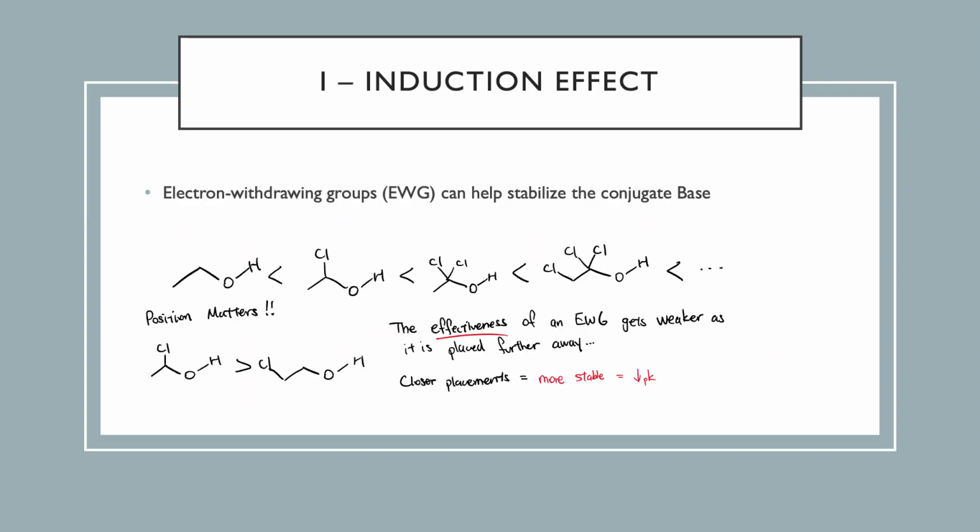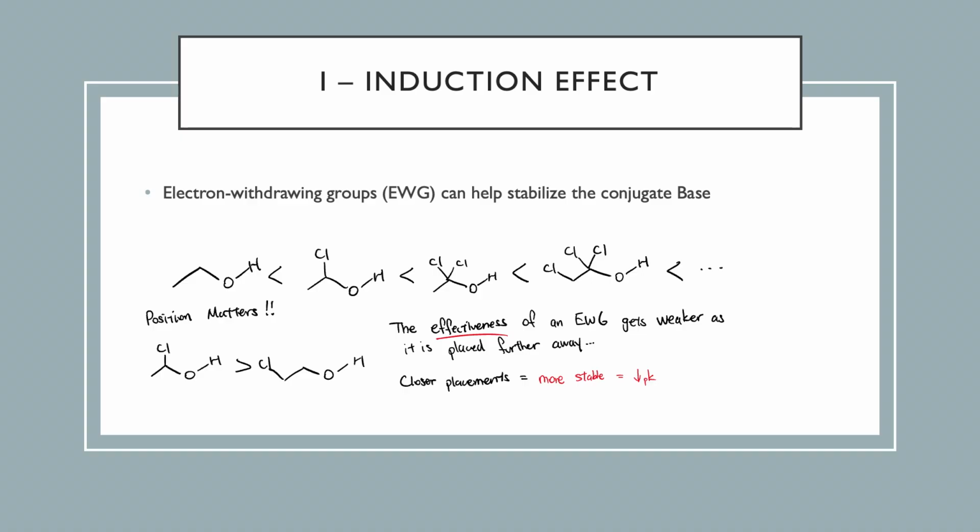The I in ARIO is for induction. This is simply how the abundance of electron withdrawing groups, commonly a halogen, can help stabilize the conjugate base. So, as you can see here, the more electron withdrawing groups, which I just drew using chlorine atoms, helps you stabilize, makes it a better acid, or creates a more stable conjugate base.